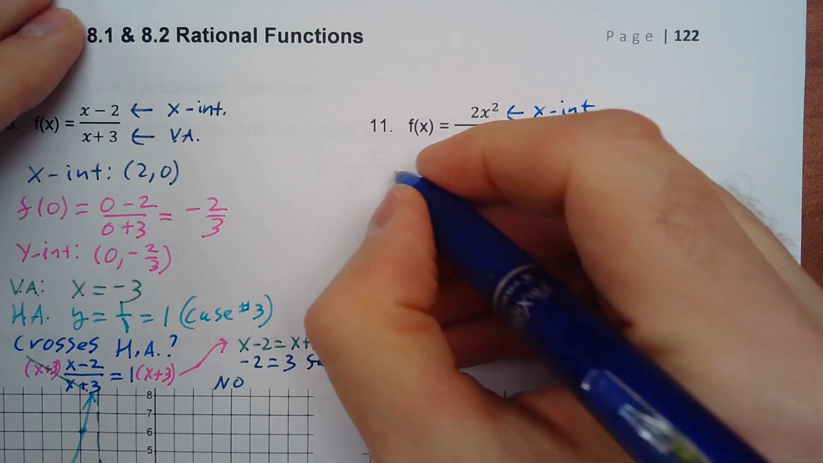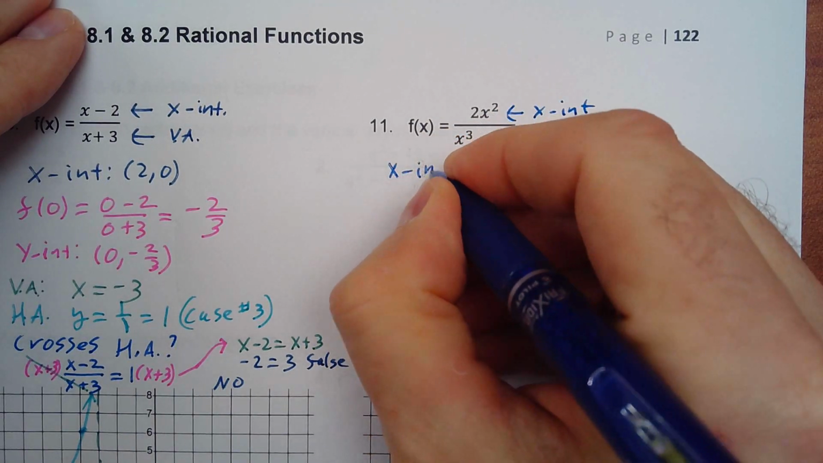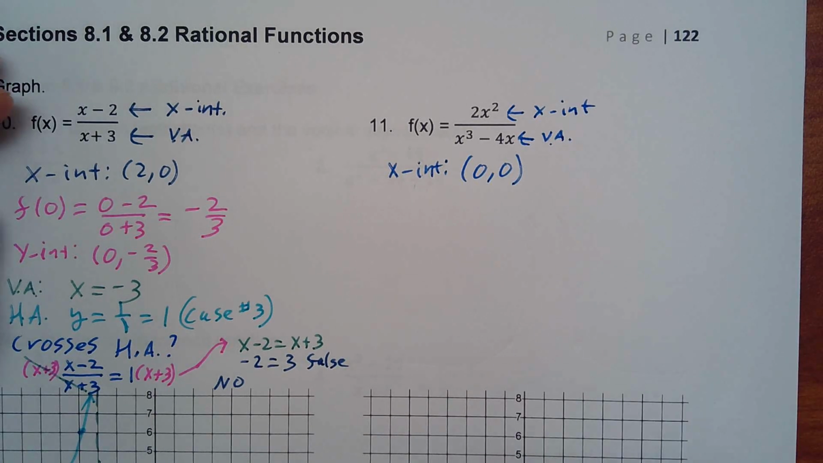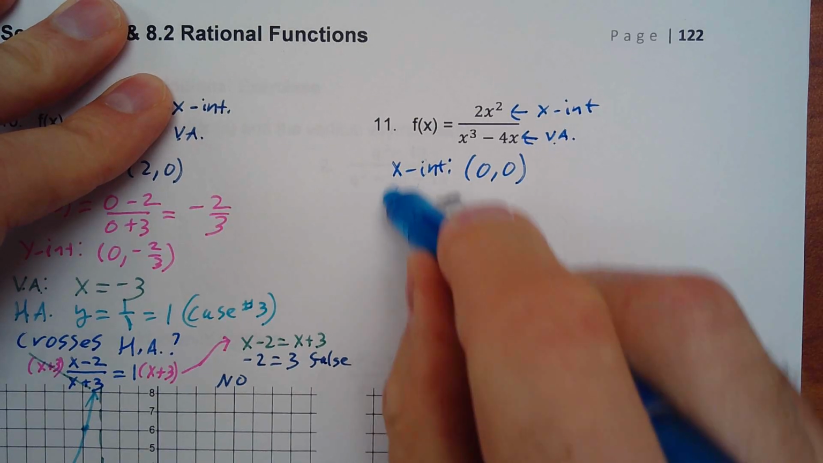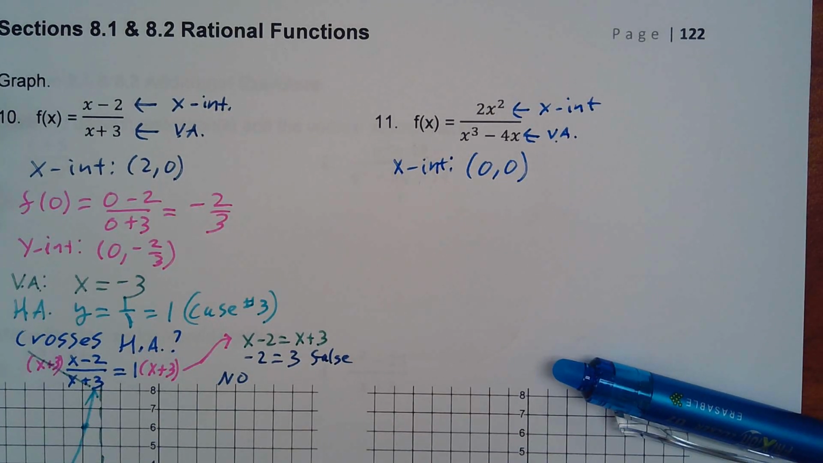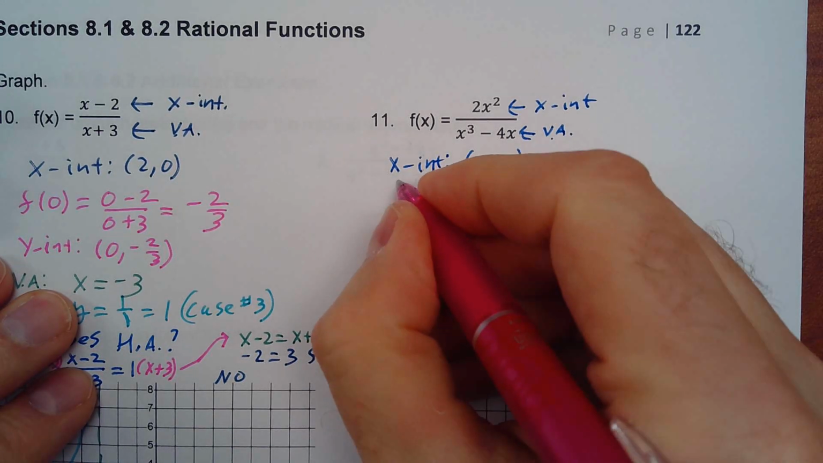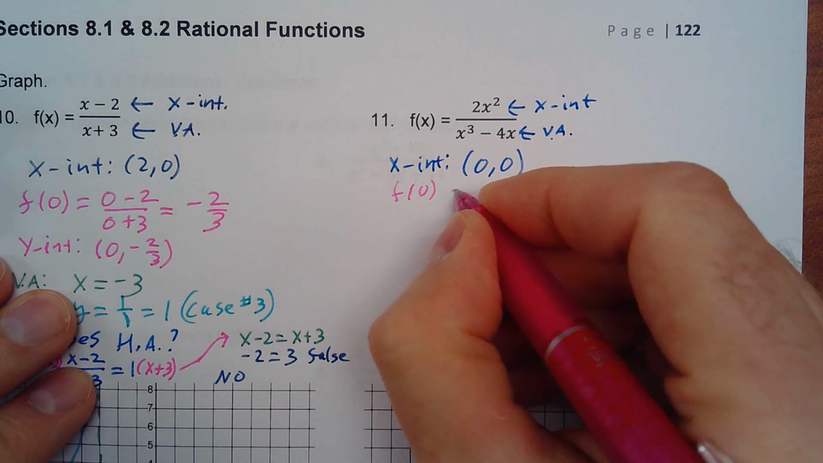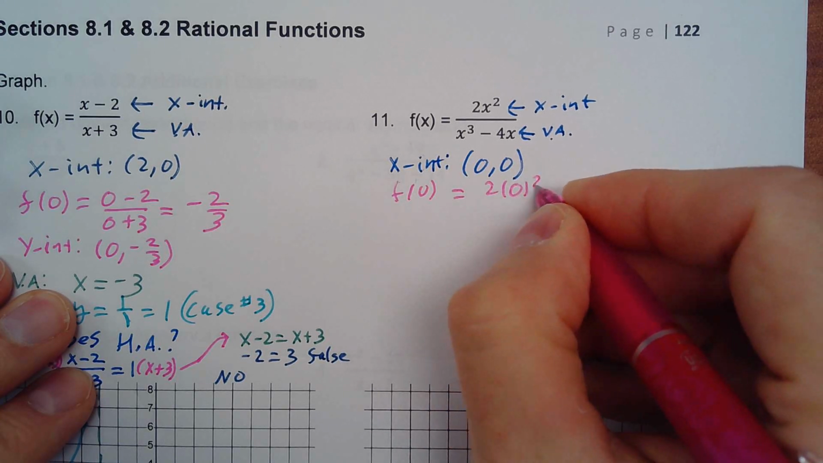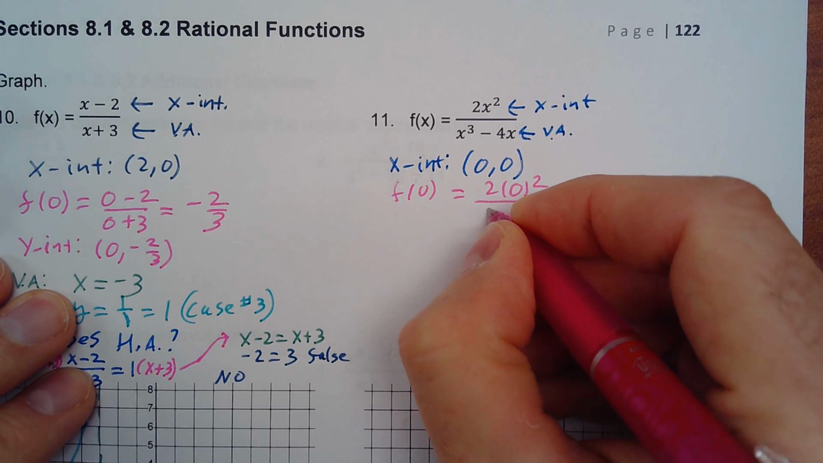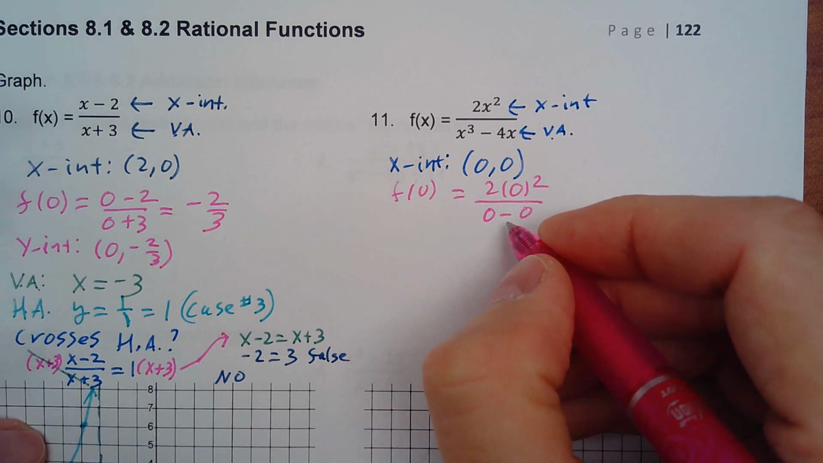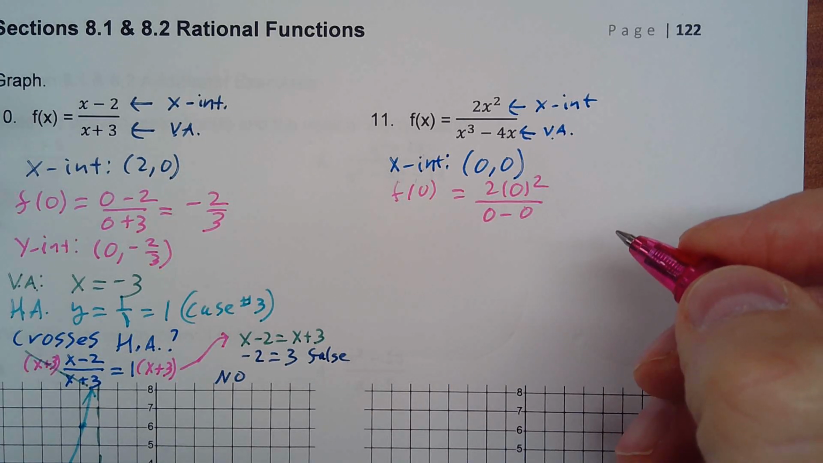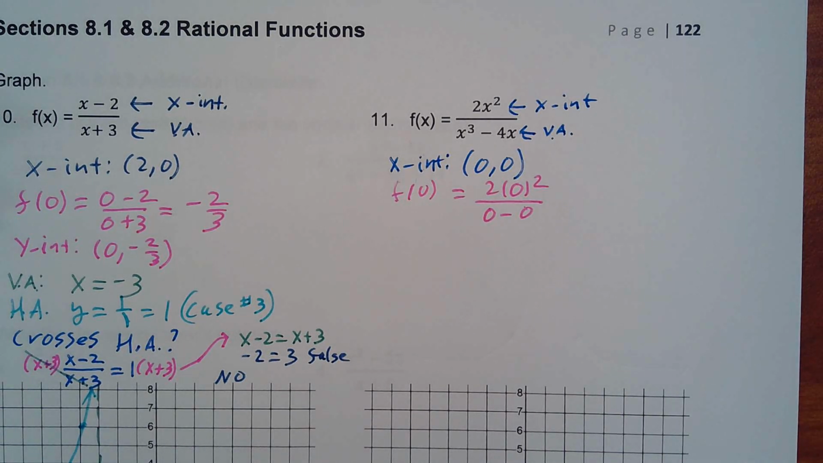And let me label this better. Now, if I do f of 0, well, I should get 0. In fact, we actually get something that's undefined. So something's not right. Oh, I know what we did wrong. My bad.